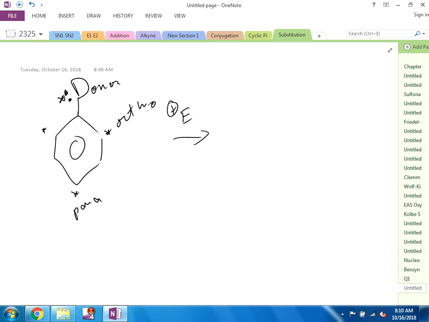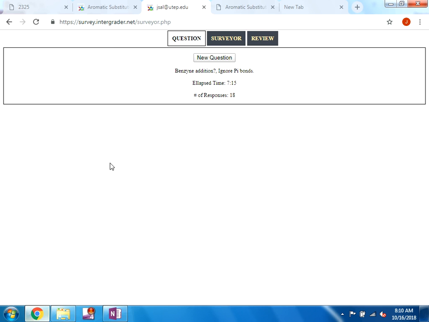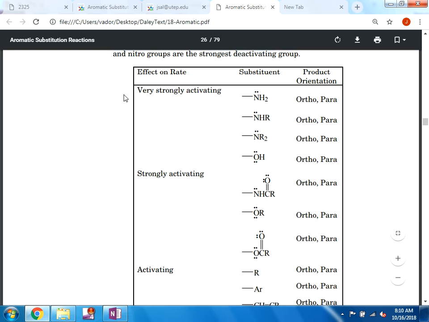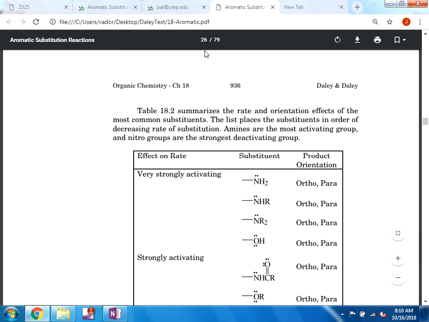But as soon as you add any little extra steric hindrance, then which position becomes more favorable? Para. Okay, para right there. Now, I want to point that out because all of this is summarized on table 18.2, page 26 of the file, page 936 of the whole book.